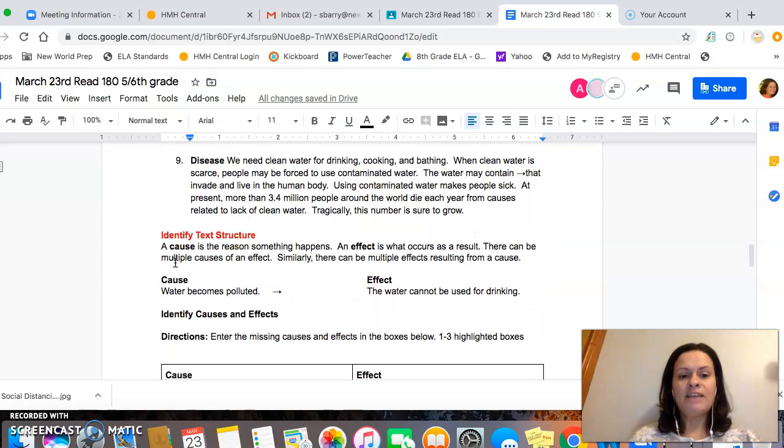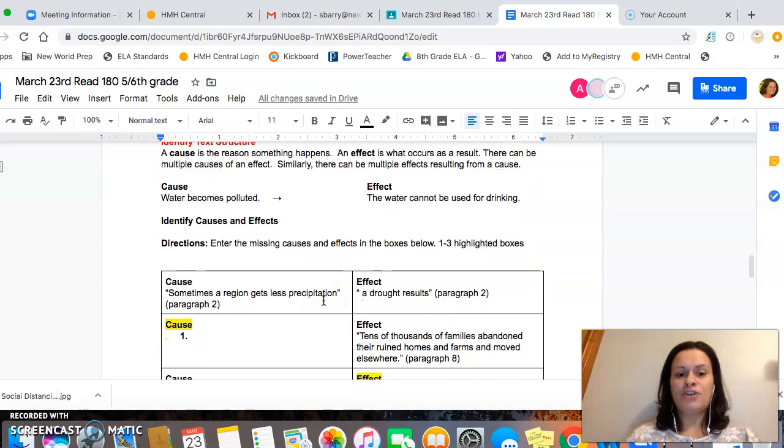So, identify text structure. A cause is the reason something happens. An effect is what occurs as a result. There can be multiple causes of an effect. Similarly, there can be multiple effects resulting from a cause, right? Here's an example. Water becomes polluted. The effect: that water cannot be used for drinking.